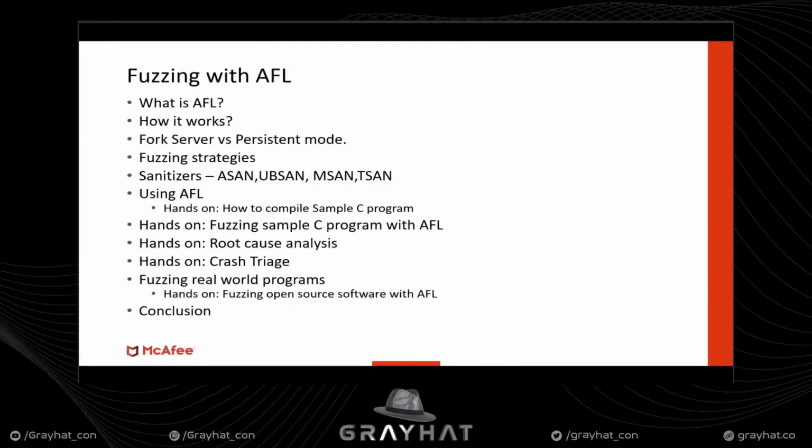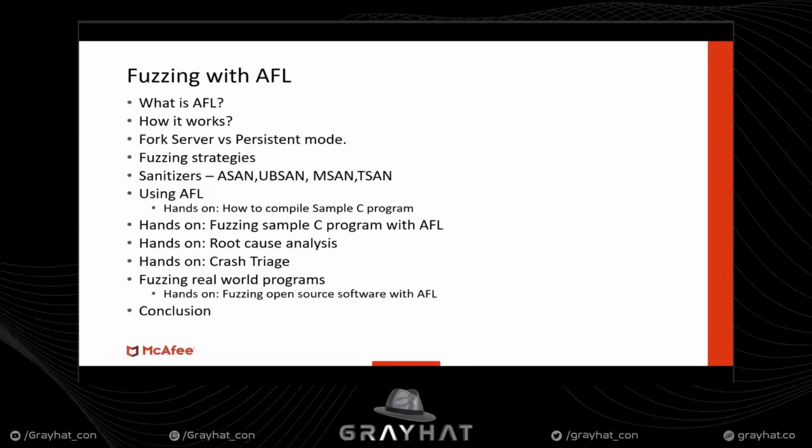Part 2 is mostly focused on Linux and AFL. And this is our agenda for part 2. At first, we will see what AFL is, how it works, what fork server versus persistent mode in AFL is, what the different fuzzing strategies are, what sanitizers like ASAN, UBSAN, MSAN, and TSAN are, and how sanitizers help in finding more bugs. Then we will do some hands-on.